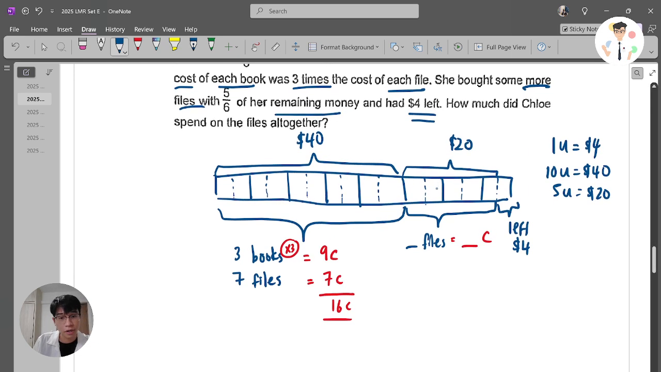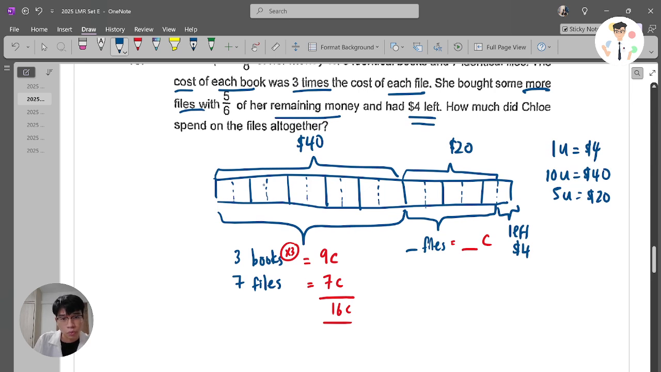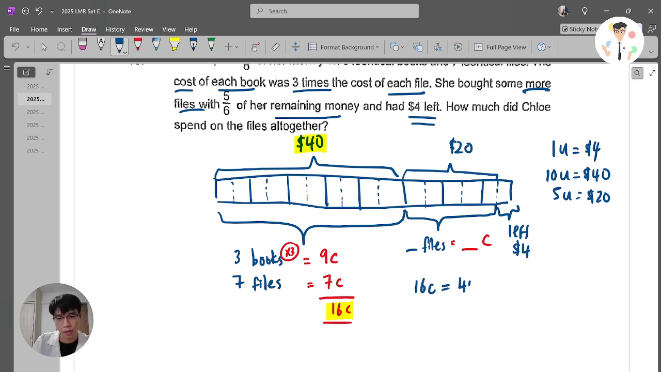And what I can find out here is 1, 2, 3, 4, 5, 6. So basically this 16C here, let me just highlight here, actually is equivalent to $40. So it means that 16C is $40. Then now the question is asking what? How much did Chloe spend on files? Files means how many C? 7C. Means 40 divided by 16 times 7. And that is how much? 17.5.